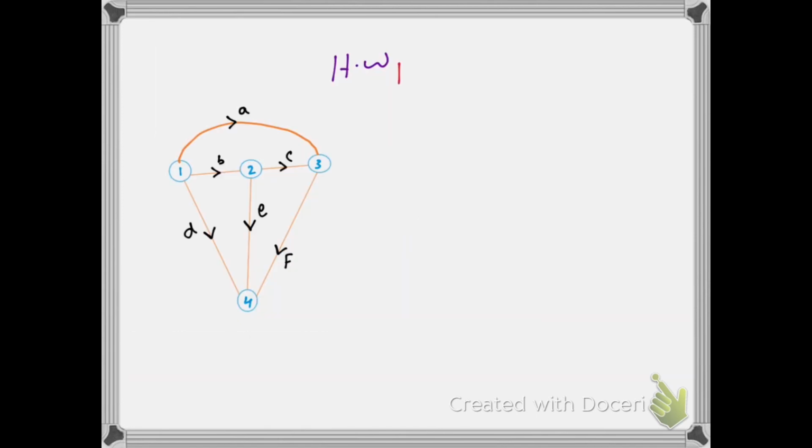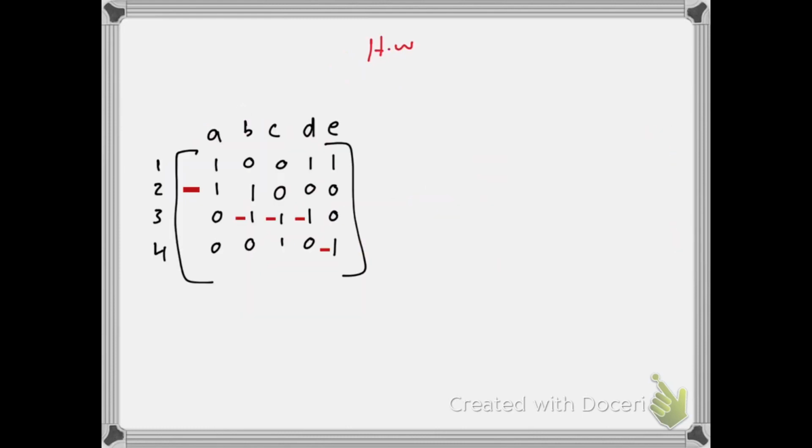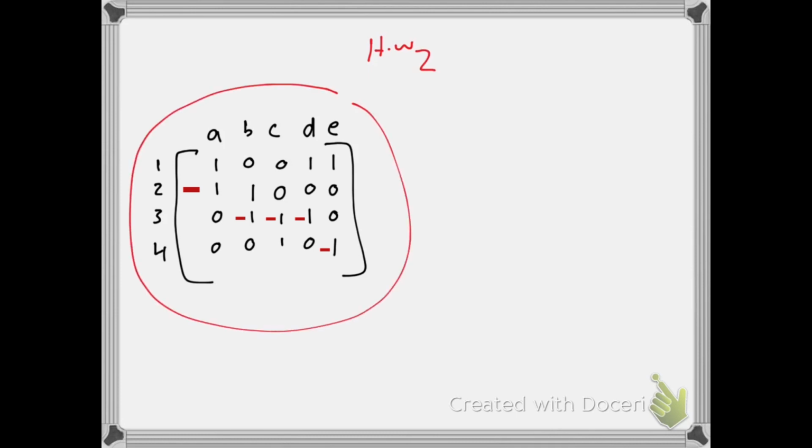Now in the first homework, I would like you to convert this network graph to its incidence matrix. Try to obtain the elements of the matrix. And in homework 2, the incidence matrix is given, and I would like you to convert it to its network graph. Then try to obtain the graph here.